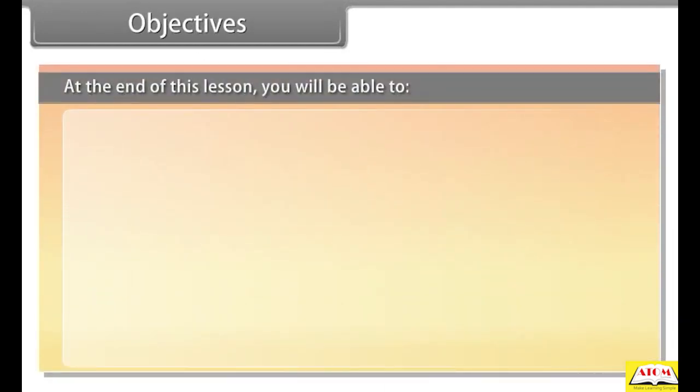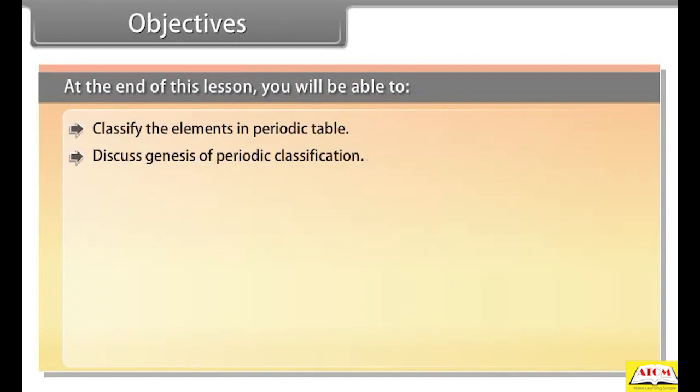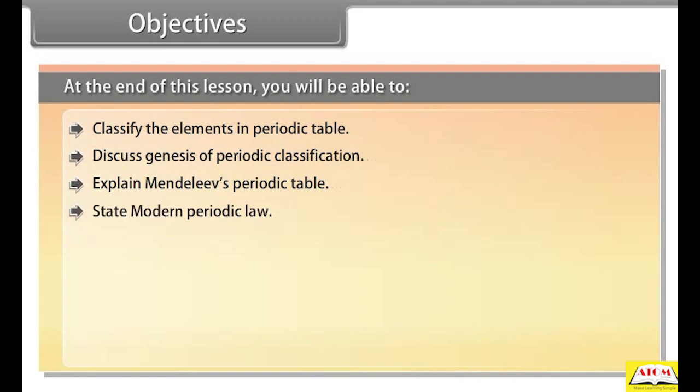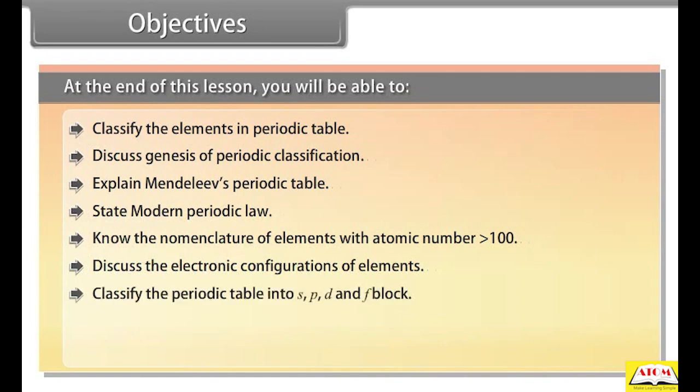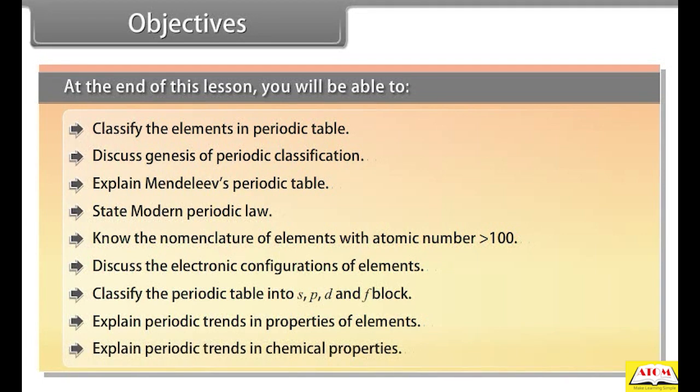Objectives. At the end of this lesson, you will be able to classify the elements in the periodic table, discuss the genesis of periodic classification, explain Mendeleev's periodic table, state the modern periodic law, know the nomenclature of elements with atomic number greater than 100, discuss the electronic configurations of elements, classify the periodic table into s, p, d and f blocks, explain periodic trends in properties of elements, and explain periodic trends in chemical properties.